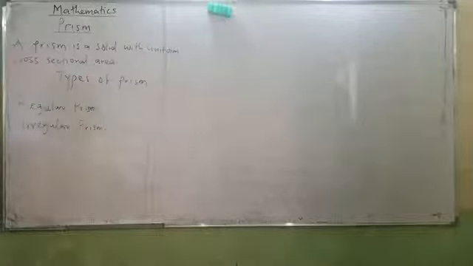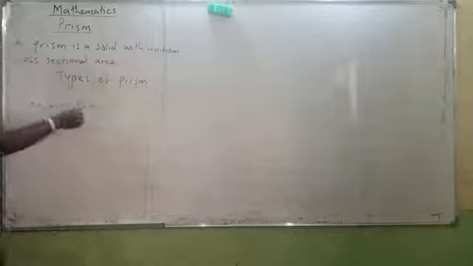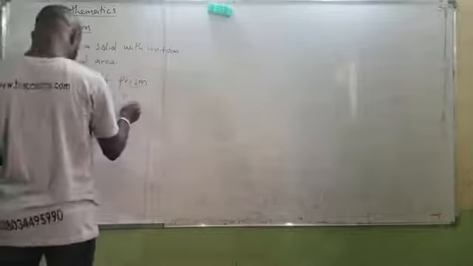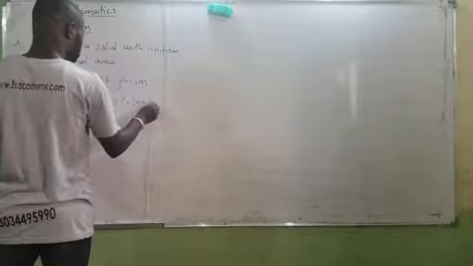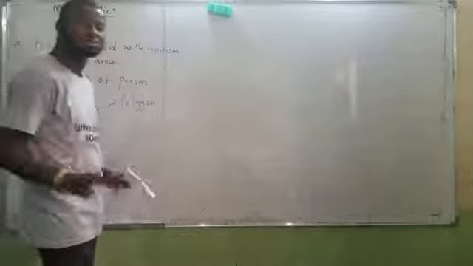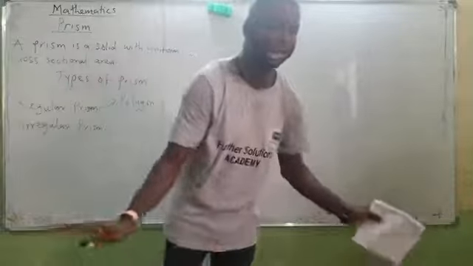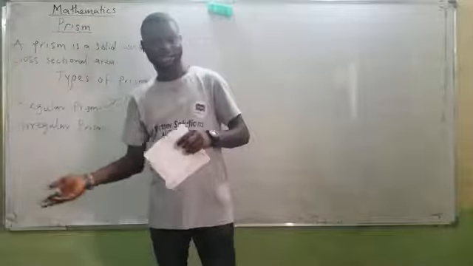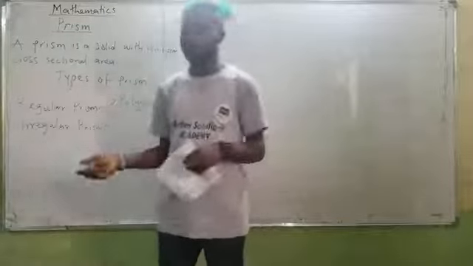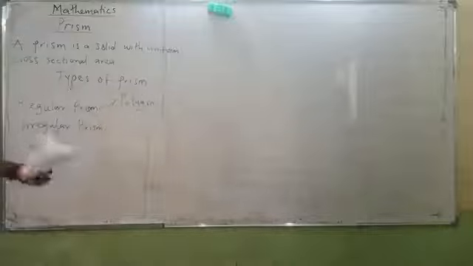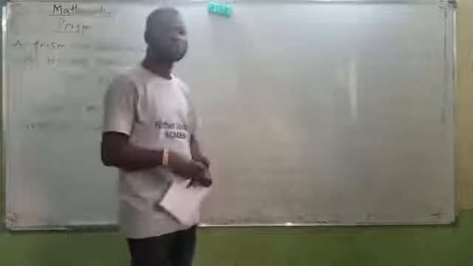Now, what are regular prisms? They are the ones that are formed from polygons. It can be all sorts of polygons: triangle, rectangle, square base, pentagon, and so on and so forth. They are all polygons. Irregular prisms are not formed from regular shapes, but they are also prisms. That is what we need to know.